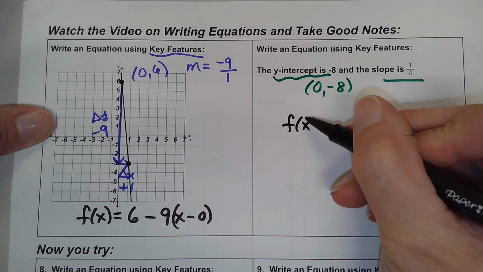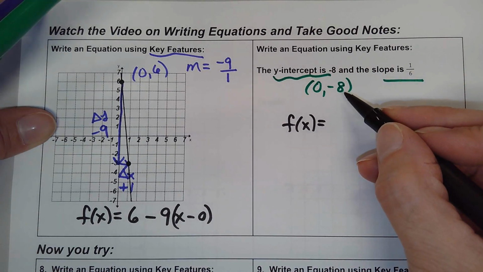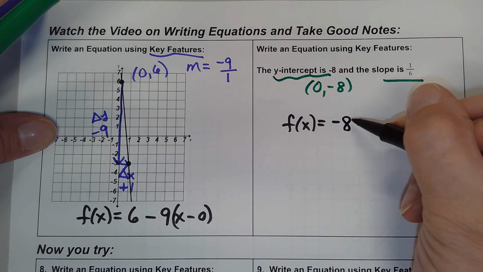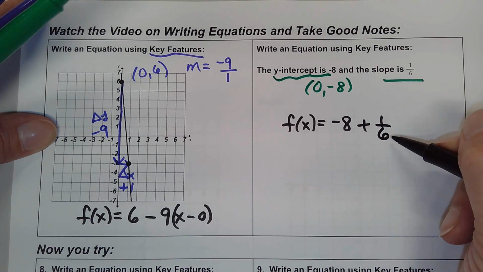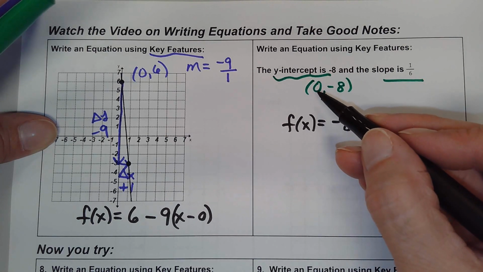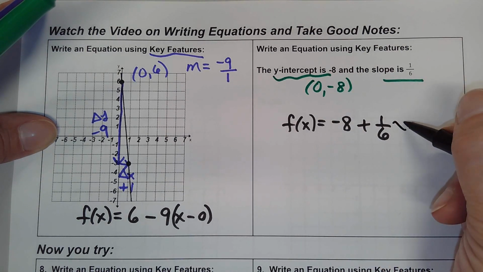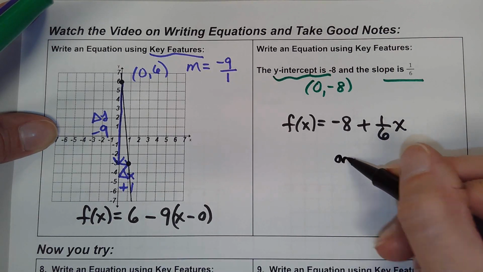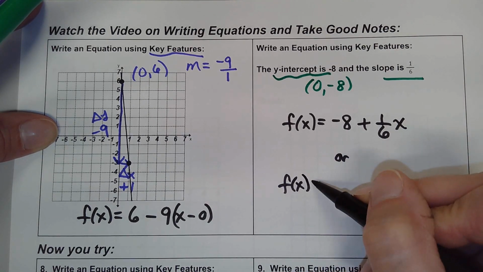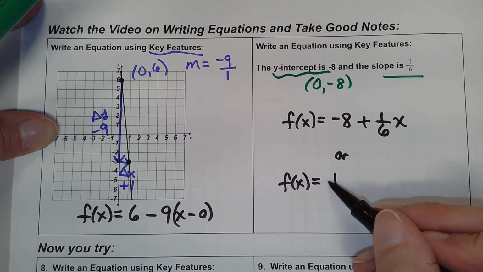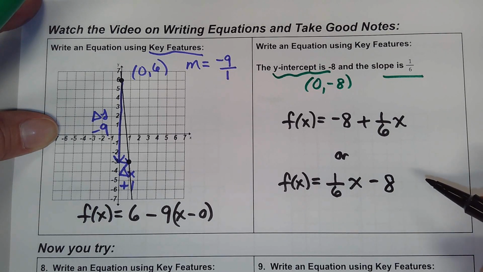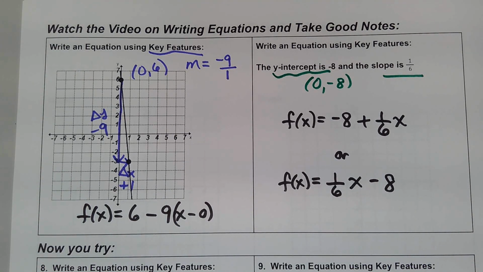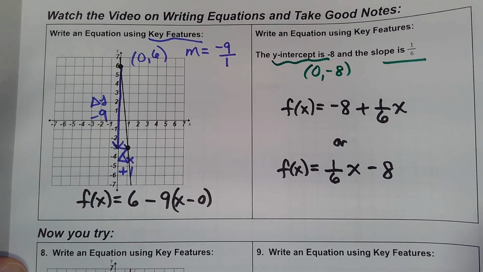F of x equals starting output. The starting y value is -8. The slope is positive, so plus 1/6. Now it's time for x. Since x is 0, we could just put x. Other people like to do y equals mx plus b. They like to write the slope, the x, and then the y-intercept. Either one is totally acceptable. Please try writing some equations in slope-intercept form.